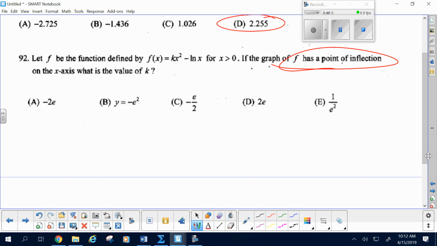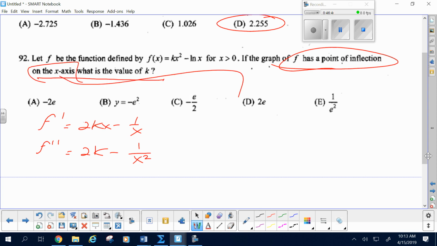Point of inflection right away tells you you're going to need f double prime. So if I didn't see you even try to get f double prime, I felt like you didn't give an effort. F double prime is 2k minus 1 over x squared. All right. Now after that, it's still a hard problem. There's a second condition, and that is on the x-axis. What does on the x-axis imply?